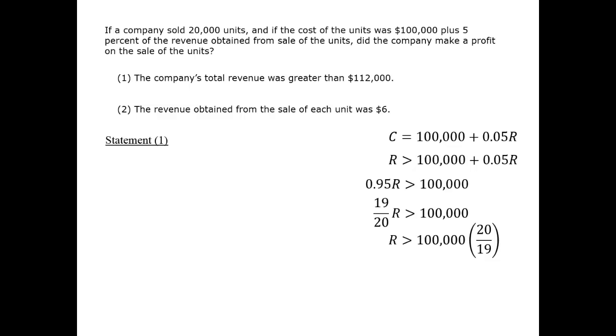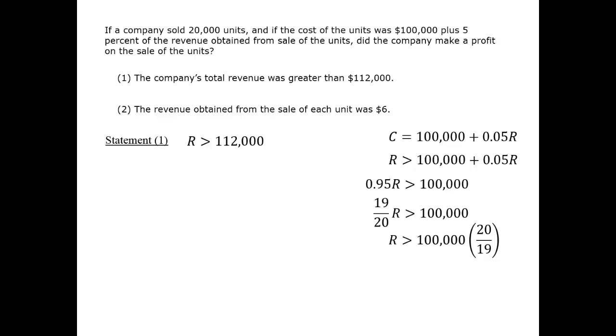Statement 1 tells us that R is greater than 112,000. So the question is whether that means that R is greater than 100,000 times 20 over 19. That quantity on the right is 1/19 more than 100,000, which is a little more than 1/20 more than 100,000, which would be 105,000. And it's definitely less than 10,000 over 100,000, or 10% more.